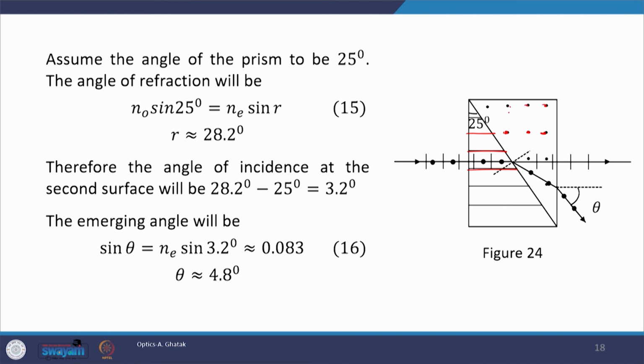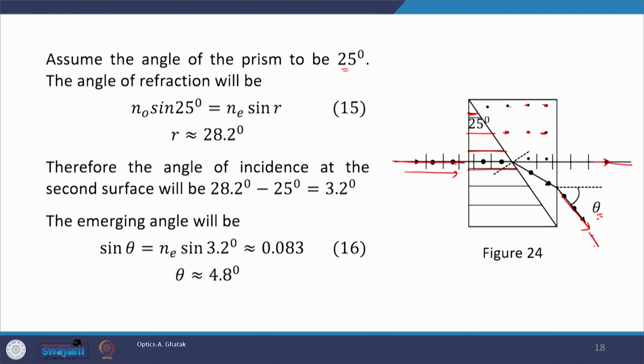Now, here again, if you launch unpolarized light, the in-plane polarization component will go straight and the perpendicular polarization beam will go in the other direction, and will emerge out at angle theta with respect to the horizontal. Now, if the prism angle is 25 degrees, you can easily calculate this angle of deviation theta. What you will have to do is that we are launching unpolarized light.